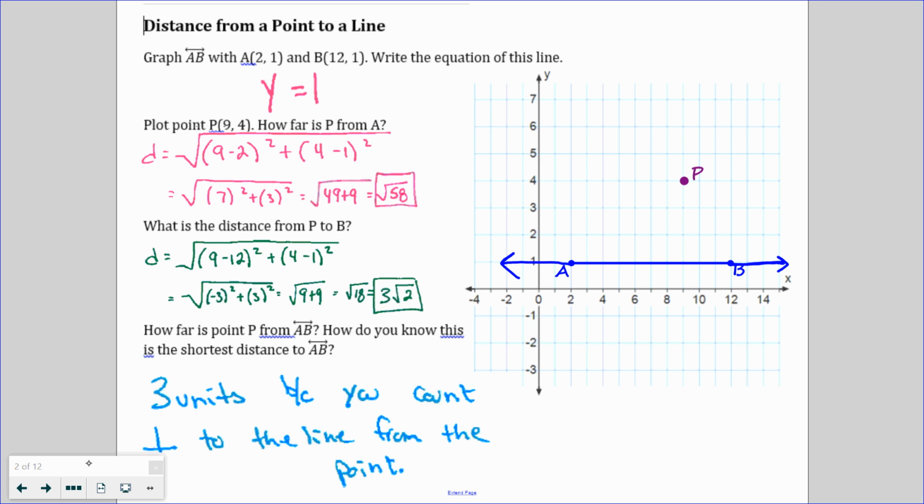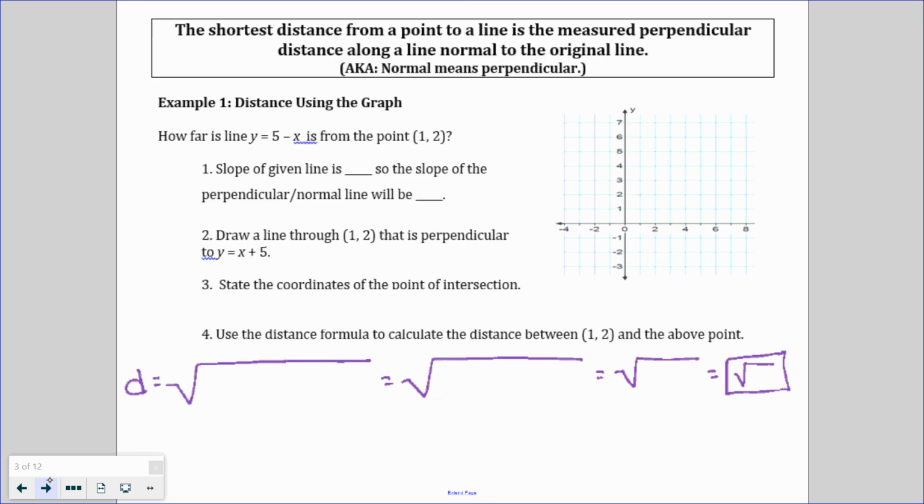So point P is 3 units, 1, 2, 3 units away from line AB because you would measure perpendicular from the point towards the line. So that means we could just count straight down to line AB, 1, 2, 3 squares. So point P is 3 units away from AB. So the shortest distance from a point to a line has to be measured perpendicular to that line.